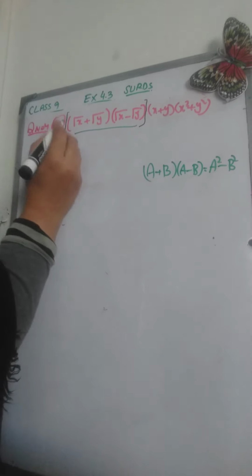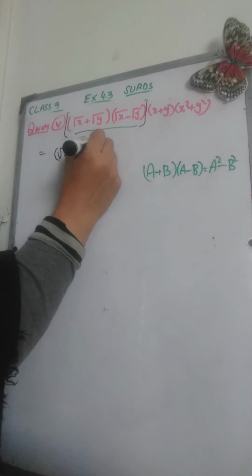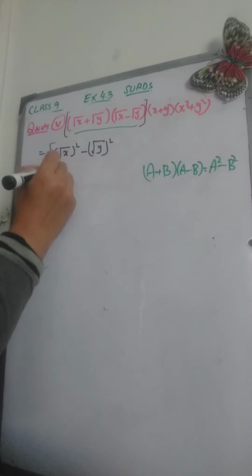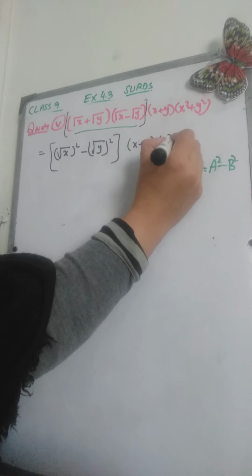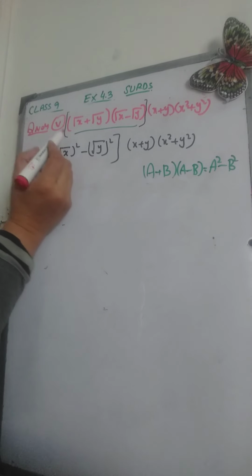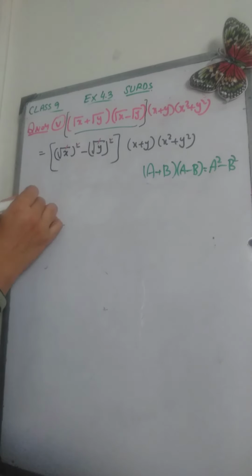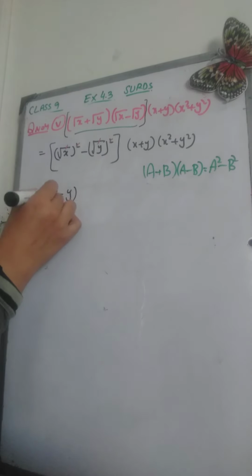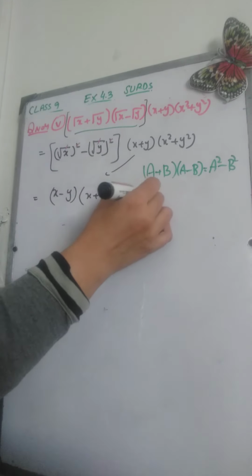A plus b into a minus b is equal to a square minus b square over here. So we'll get a whole square minus under root y whole square. This is a square minus b square, into x plus y, x square plus y square. So in a square minus b square, the square and square roots will be cancelled out because they are reverse procedures of one another. This will be equal to x minus y. And then I'm going to write x plus y into x square plus y square.